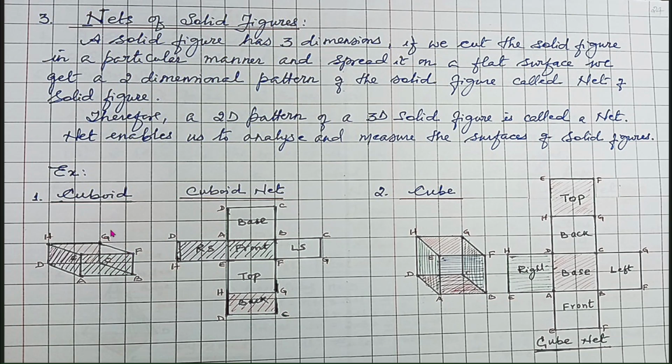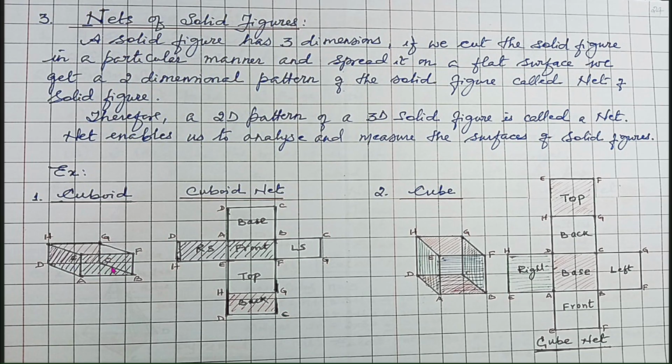Now, let us take an example here. We have a cuboid here. The cuboid has 6 surfaces. It has a rectangular base, a rectangular top, and 4 rectangular lateral surfaces. So we can cut it open and display it. Now let us go one by one. So the base is here. We have got the base ABCD as the base here, and after the base please understand here very clearly.